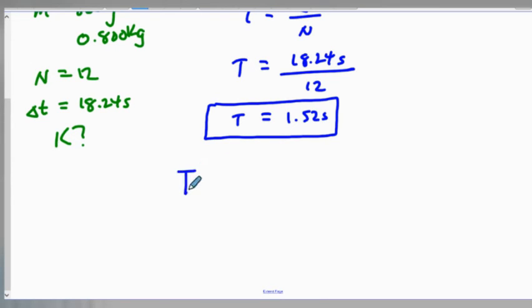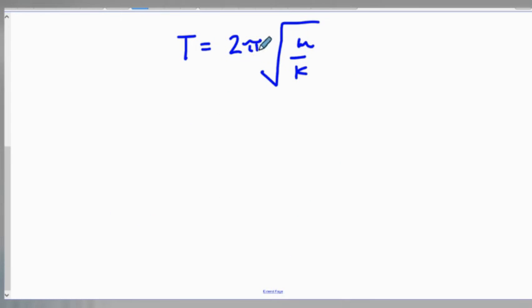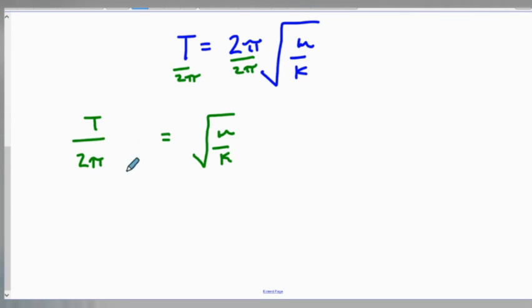Well, I know that T is 2 pi times the square root of m over k. Now I know some of you are going to just start punching numbers in there. I'm going to do my algebra first. So let's see. I'm going to move that 2 pi to the other side. So I'm going to end up with T over 2 pi equals the root of m over k. So what did I do? I just divided both sides by 2 pi. Okay, there's my algebra step, and I got this.